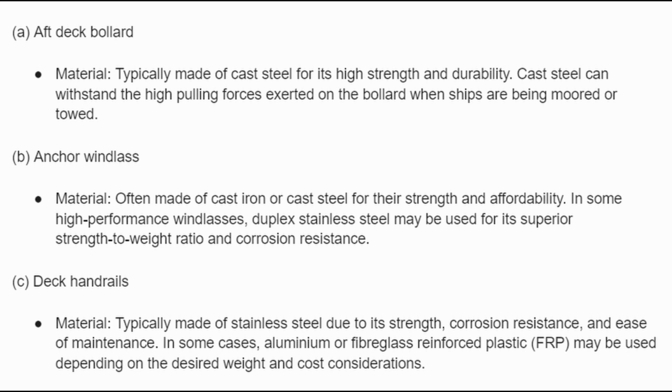Cast steel can withstand the high pulling forces exerted on the bollard when ships are being moored or towed. Anchor windlass. Material, often made of cast iron or cast steel for their strength and affordability. In some high-performance windlasses, duplex stainless steel may be used for its superior strength-to-weight ratio and corrosion resistance.